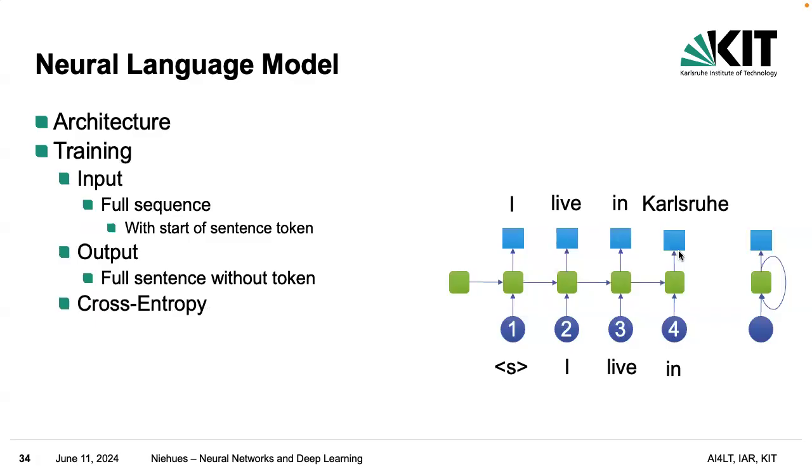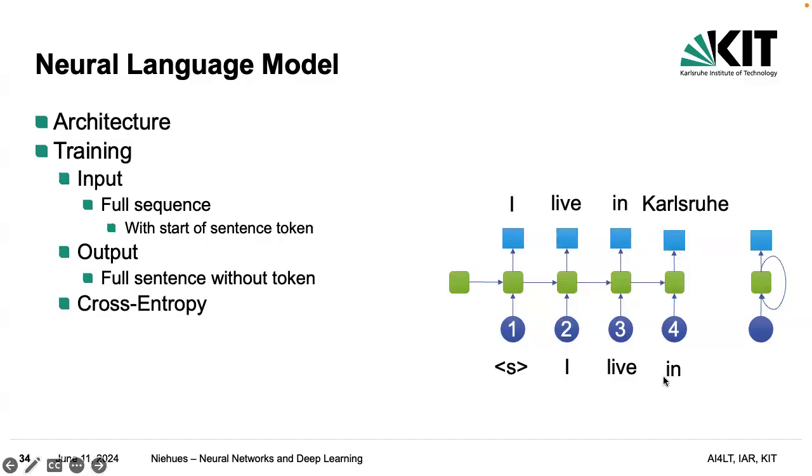Now, how do we train these types of models? Our input is a full sequence with, as a start, the sentence start token, and the output is then without this token at the beginning. The nice thing here is that we are able to not use any additional data. Just based on the sentence, we can use the sentence as input and as output, while always predicting the next token.